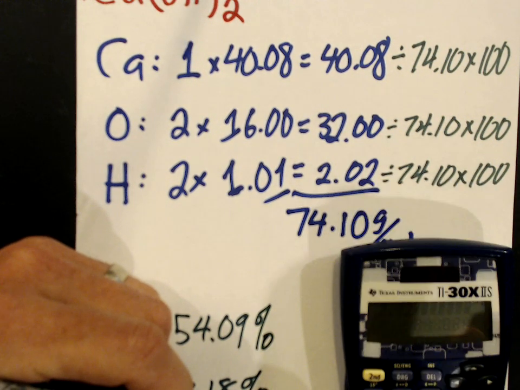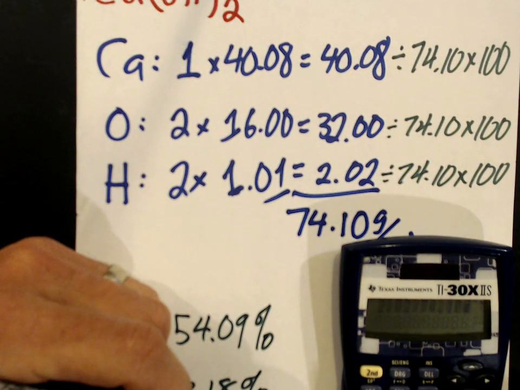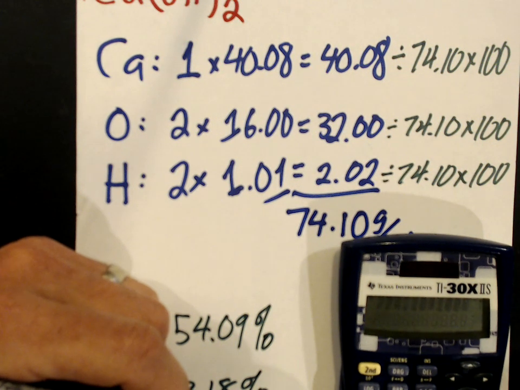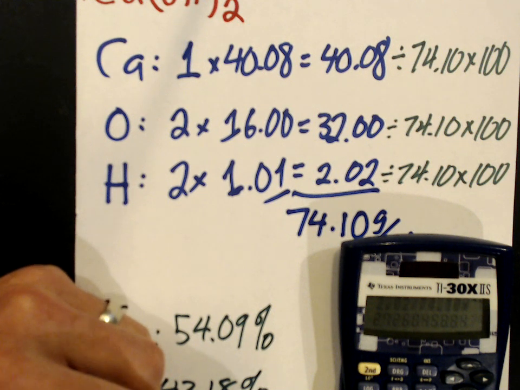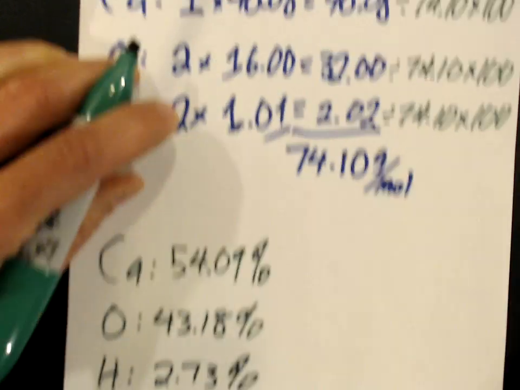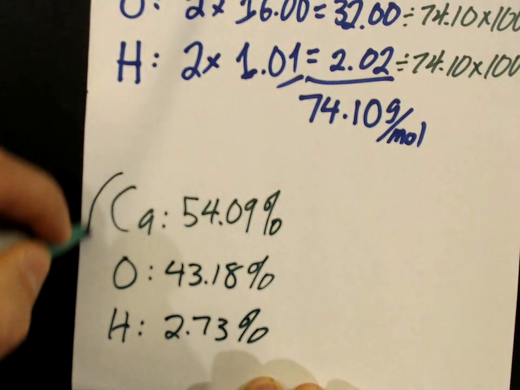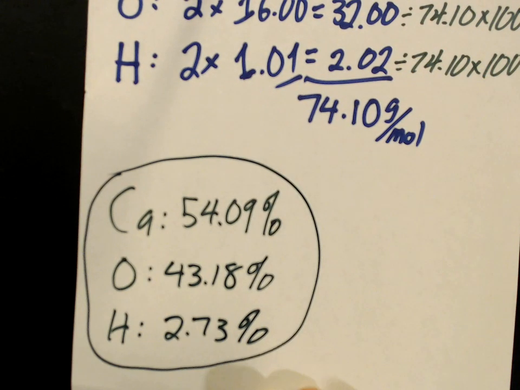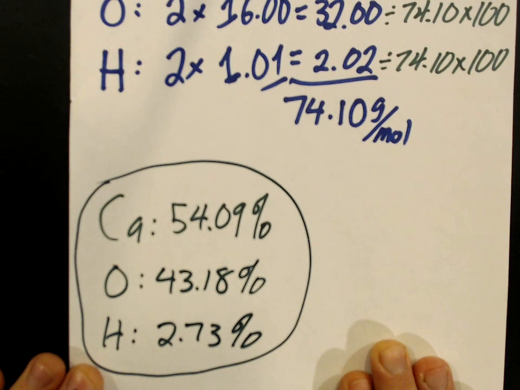2.02 divided by 74.10 times 100 equals 2.73%. There we are. Now we know the percent composition of calcium hydroxide. There it is. Couple final notes.